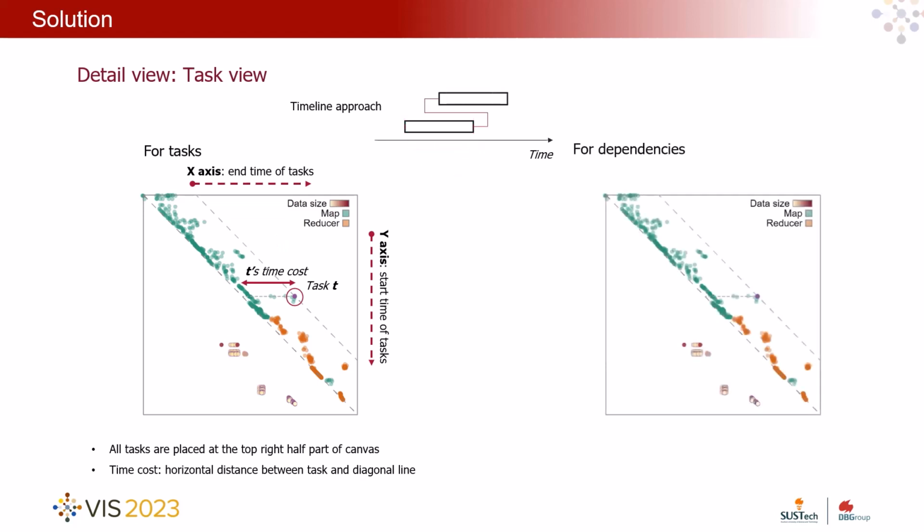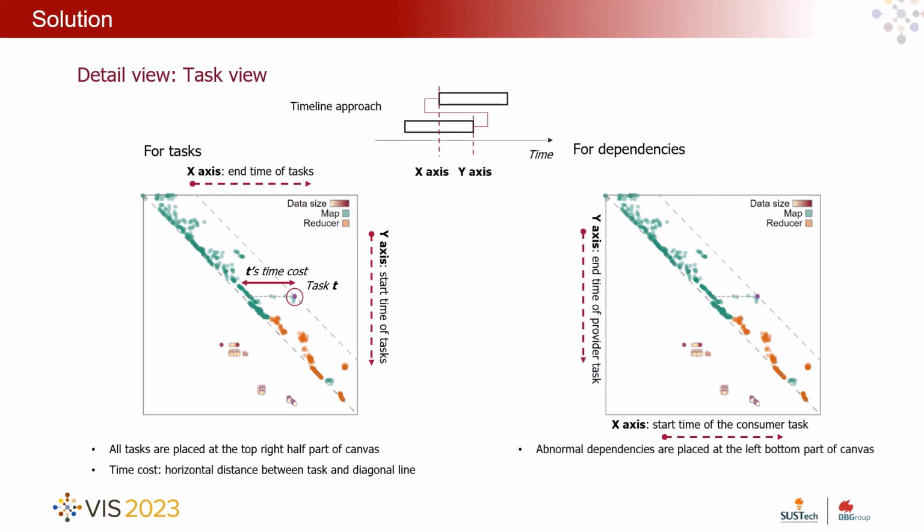Furthermore, for task dependencies, we've labeled the upstream tasks as providers and downstream as consumers. The x-axis denotes the start time of consumers, while the y-axis represents the end time of providers. Any abnormal dependencies are placed in the bottom left part of the canvas. Thus, the waiting time of consumers can be presented as the vertical distance between the dependency and the diagonal line.